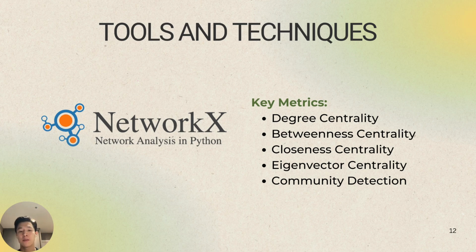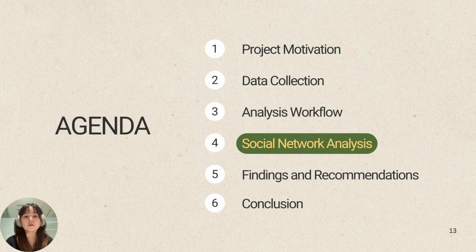This concludes the first part of the presentation, where we explored the project motivation, methodology, and tools. Next, we'll delve into the social network analysis results. So now we're going to talk about project network analysis. We already did degree centrality, betweenness centrality, closeness centrality, and the last one, eigenvector centrality.